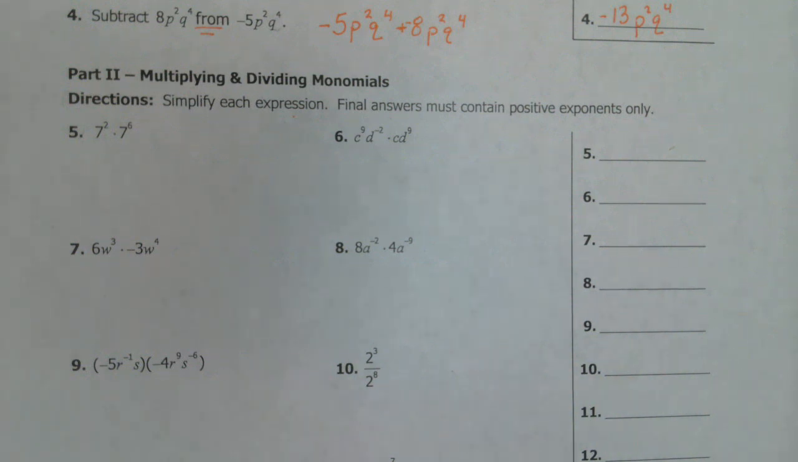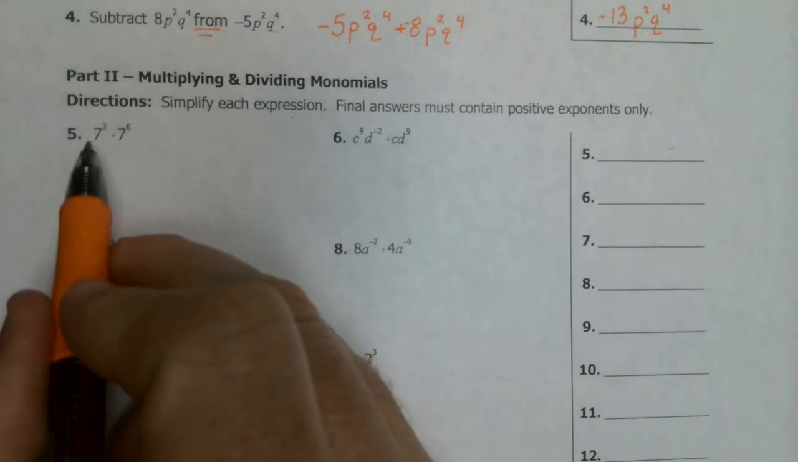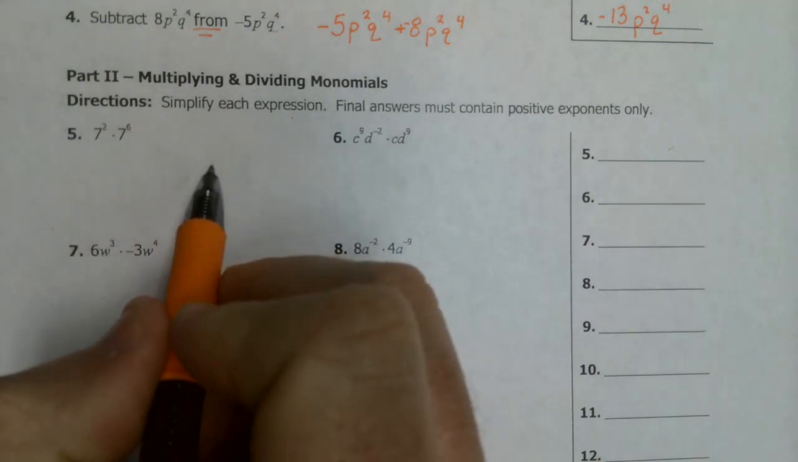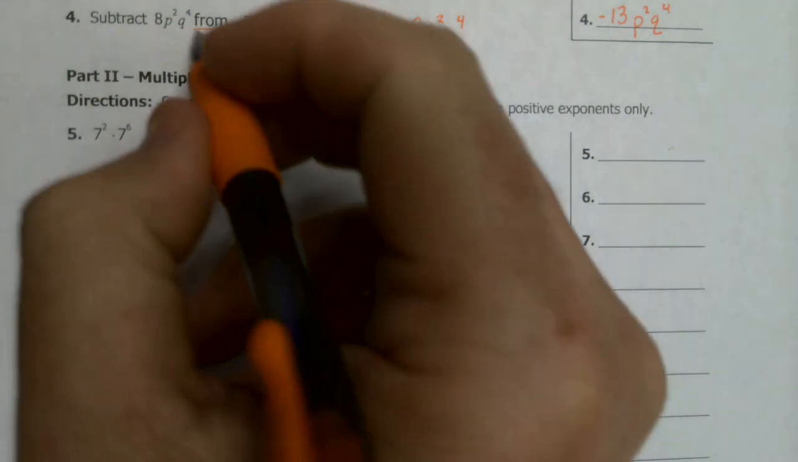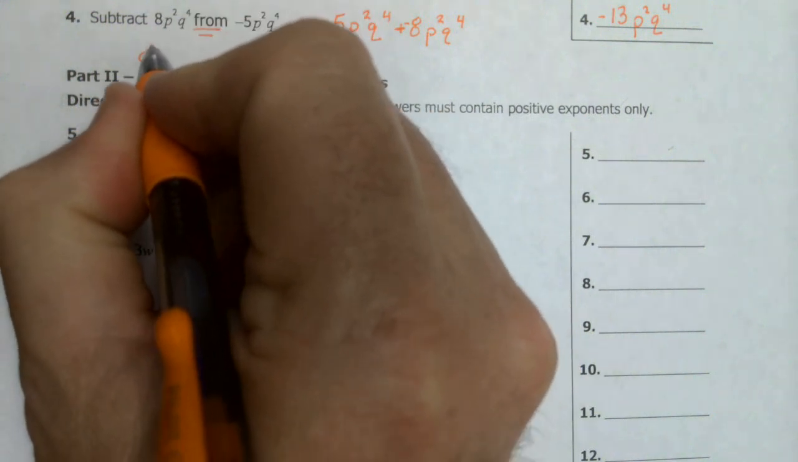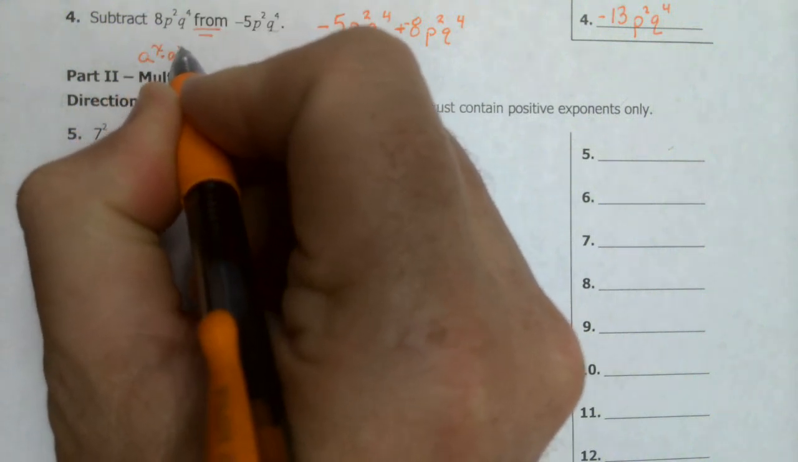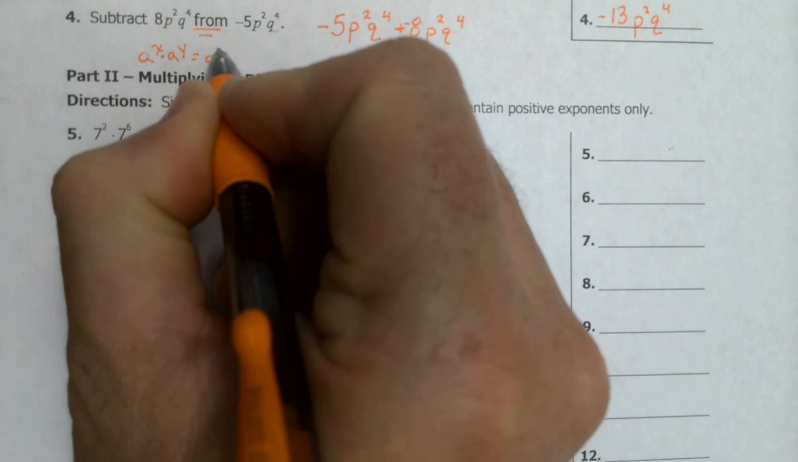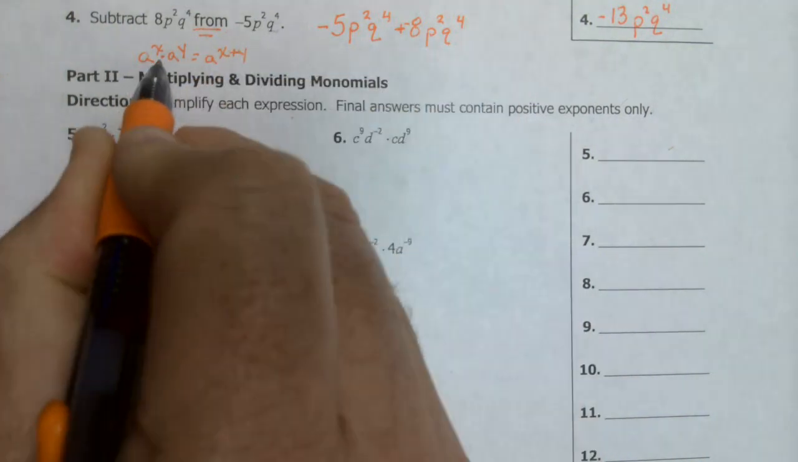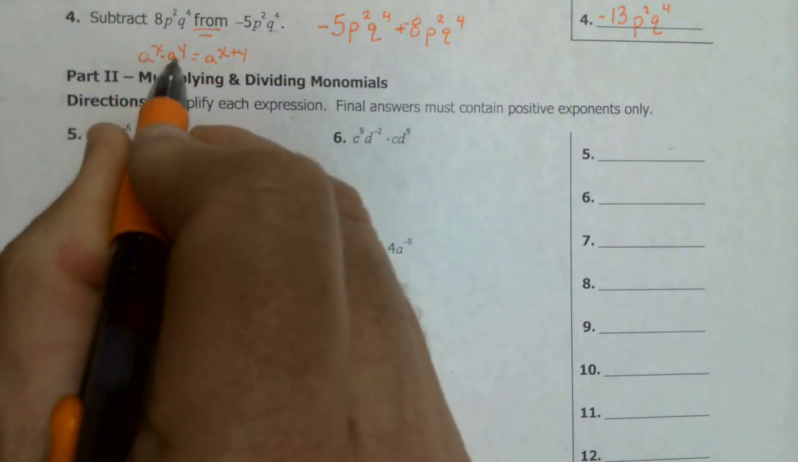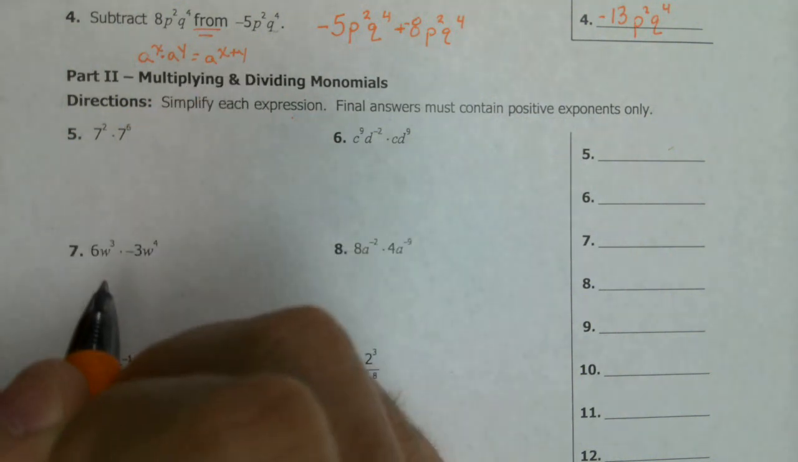So for the next part, for part 2 of this, we're going to break this into 2 parts as well. We're going to talk just about the multiplying portion of this. Our rule when multiplying with the same base is that we keep the base and add the exponents. Our multiplying rule says that a to the x times a to the y equals a to the x plus y. We're multiplying with the same base, we keep the base, we add the exponents.